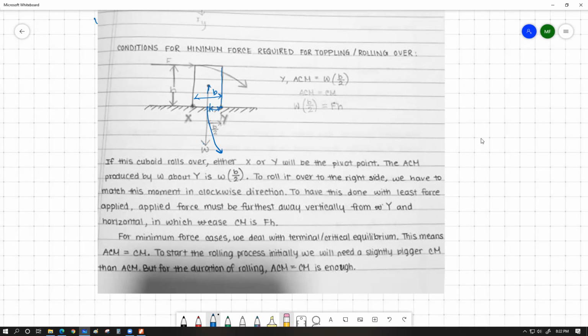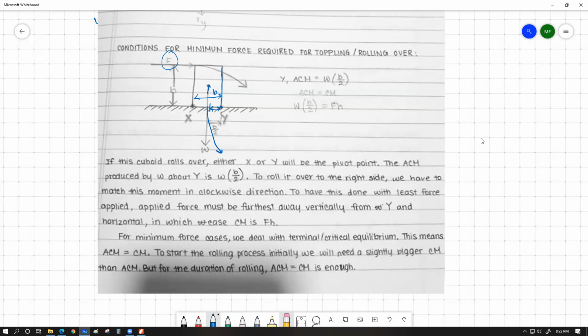So W into B by 2 gives you the anti-clockwise moment of this much. This is a by default moment that will be built up within the object. To make the object topple over, by applying a horizontal force, we must produce a moment that is at least equal to this moment. If you wonder why I am using the word at least, it is because if I use a moment bigger than WB by 2, I'm definitely going to topple it over.